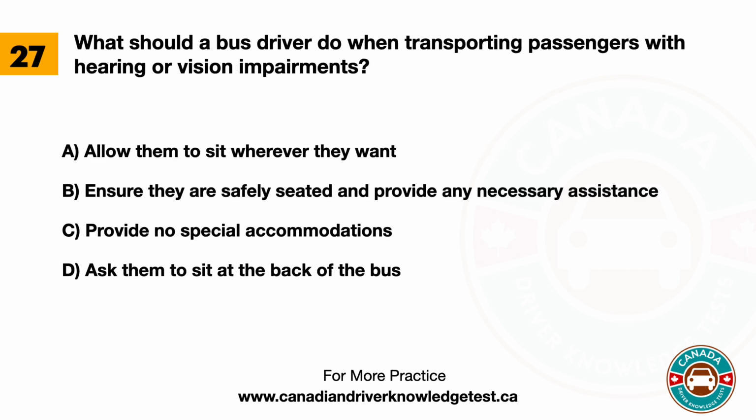Question 27. What should a bus driver do when transporting passengers with hearing or vision impairments? A. Allow them to sit wherever they want. B. Ensure they are safely seated and provide any necessary assistance. C. Provide no special accommodations. D. Ask them to sit at the back of the bus. The answer is B. Ensure they are safely seated and provide any necessary assistance.